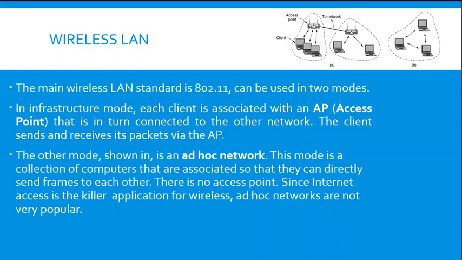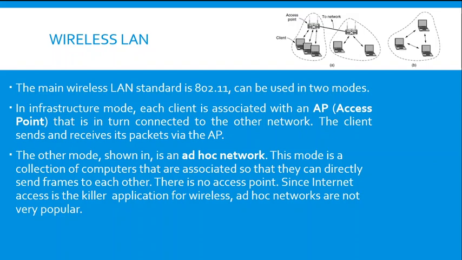We have wireless LAN. The standard is 802.11. It can be used in two modes, infrastructure mode and the ad hoc network, which we will see in the next session. In infrastructure mode, each client is associated with the AP, the access point. It is tied to connect to another network. The client sends and receives its packets via the access point.